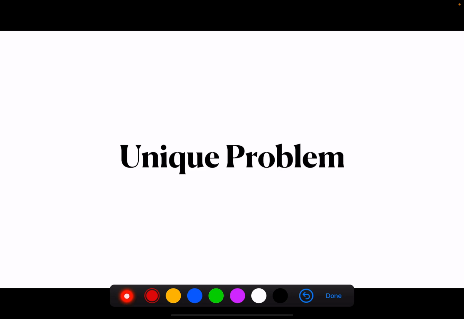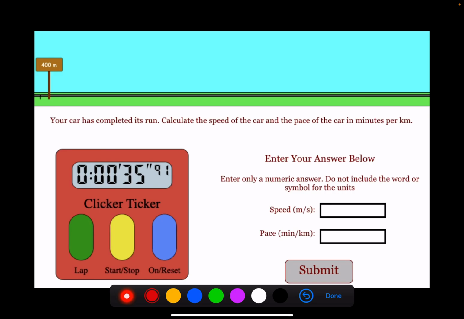Finally, I'd like you to do a unique problem where you're going to use a stopwatch to time a car, and the car will travel 400 meters, and I'm going to ask you to find both the car's speed and the car's pace. The speed will be in meters per second, just like Andrew, and the pace will be in minutes per kilometer. So be careful.